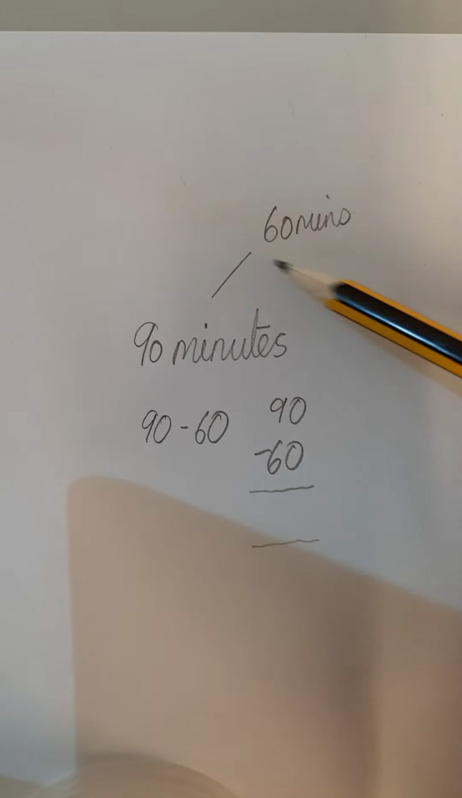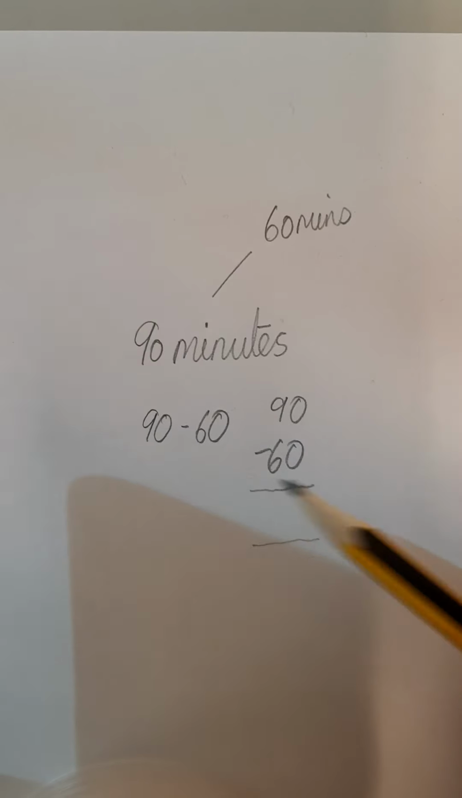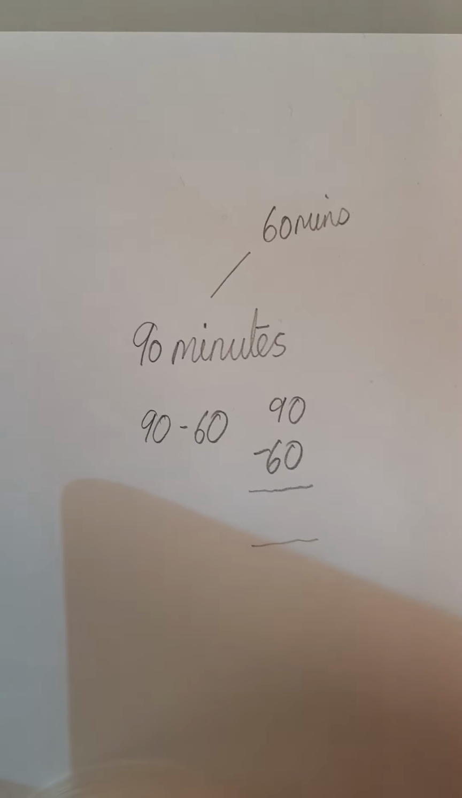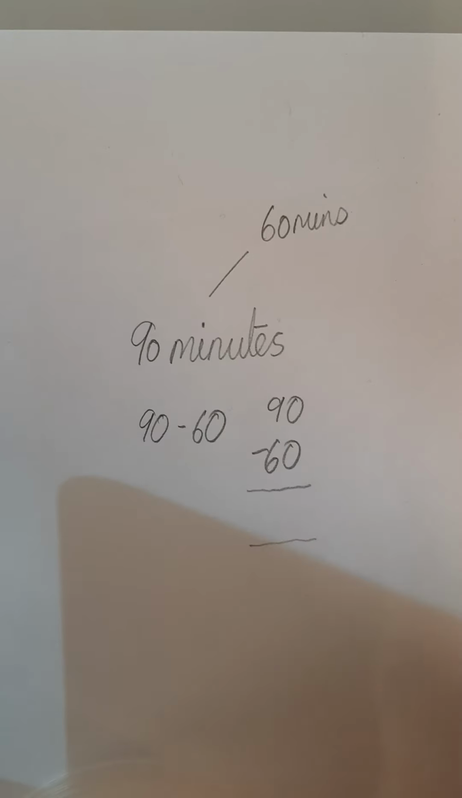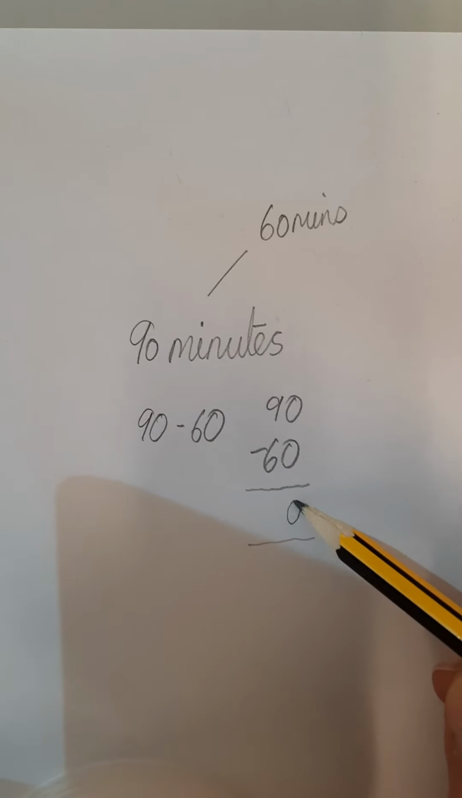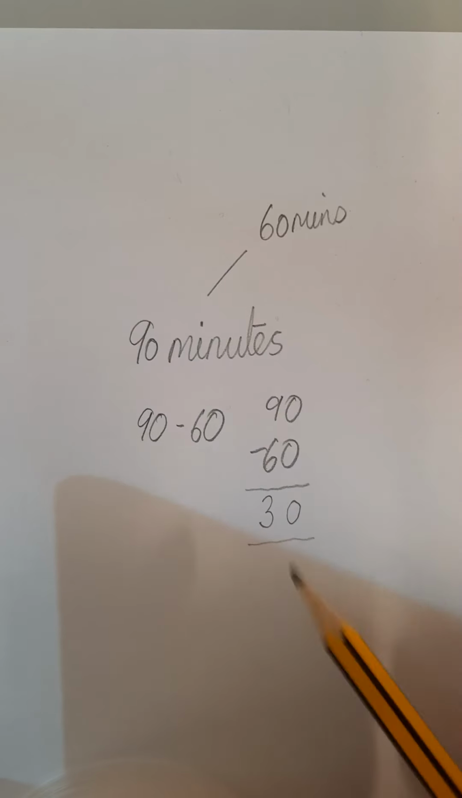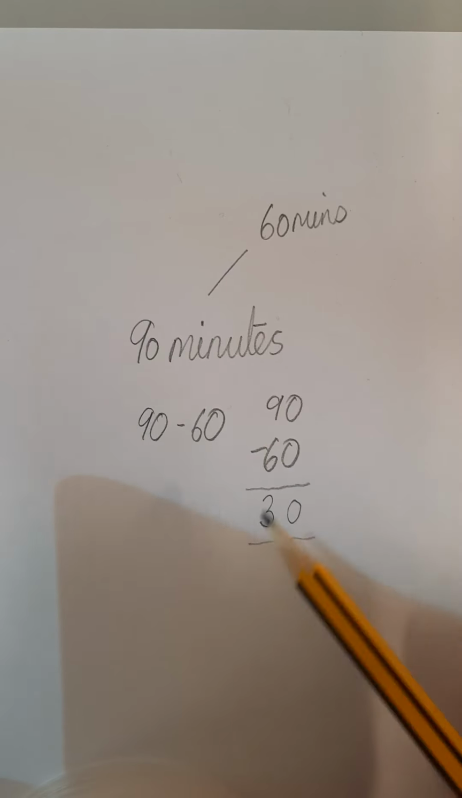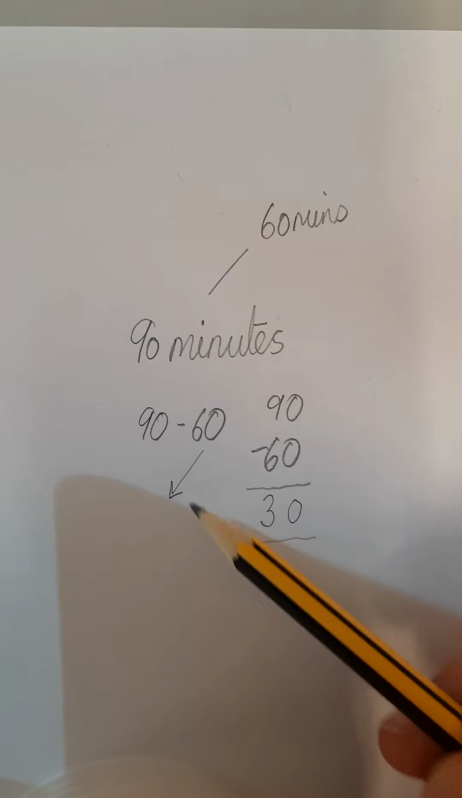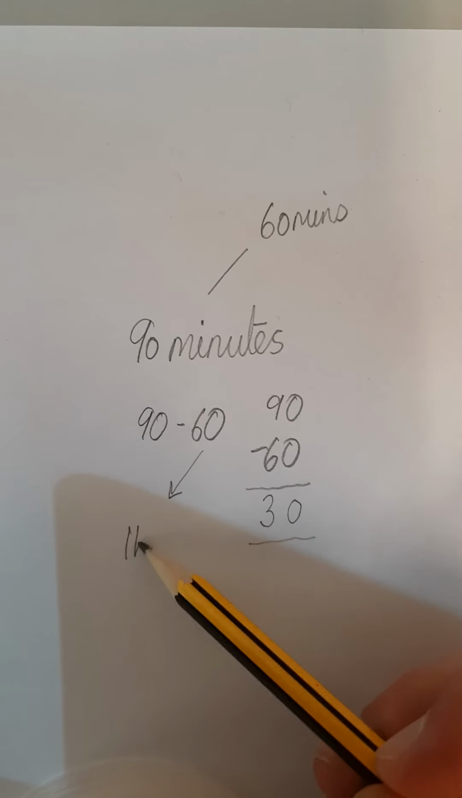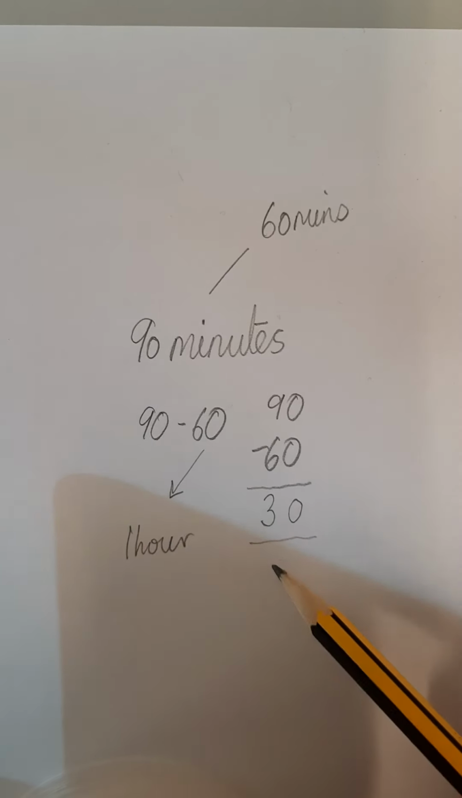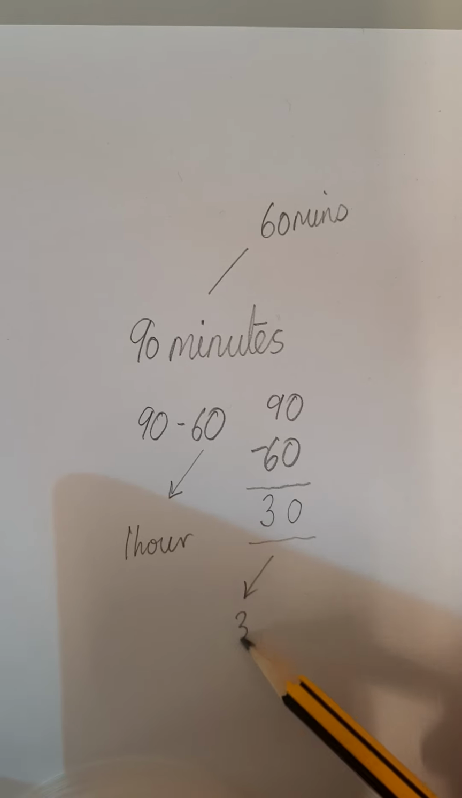We know that 60 is an hour, so if we subtract it, we know how much we've got left. If we know how much we've got left, we may be able to work out if there is another hour or not. So if we quickly work that one out, we can see there's 30 left. So at the moment we know we've used up 1 hour, but we also know that we have 30 left.